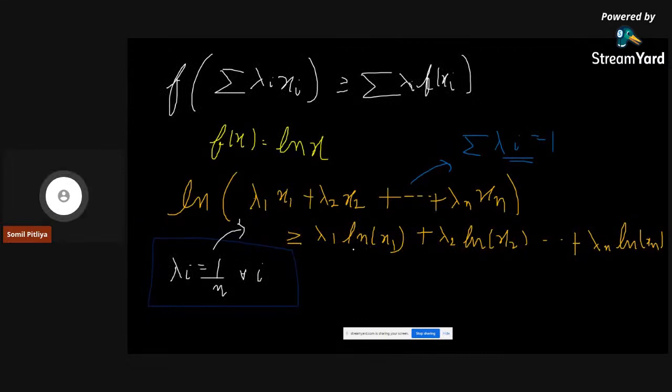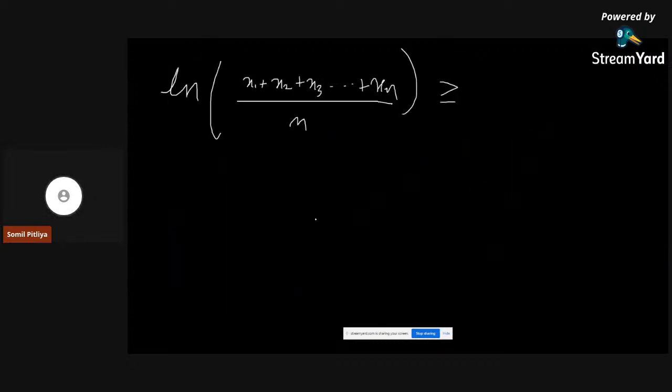ln of (x1 plus x2 plus x3 till xn) upon n, this thing is greater than or equal to ln x1 upon n plus ln x2 upon n, that is, ln x1 plus ln x2 till ln xn upon n. Okay, so this thing will be greater than or equal to (ln of x1 plus ln of x2 till ln of xn) whole upon n.